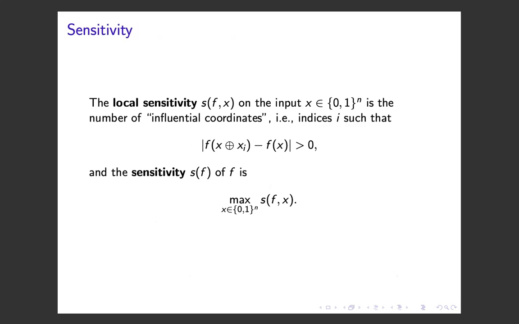Up until recently, it wasn't known whether or not sensitivity was polynomially related to various other complexity measures in the analysis of Boolean functions. Let us recall what sensitivity is. The local sensitivity on an input x is just the number of influential coordinates, defined formally below. For the sensitivity of f, we run over all bit strings, compute their local sensitivity, and take the max.